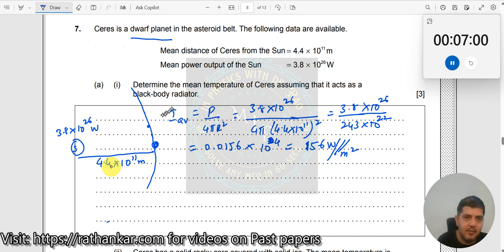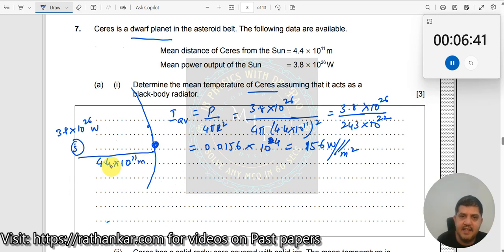Now, this is not what is asked. What is asked is to determine the mean temperature of Ceres, assuming that it acts like a black body radiator. So, what do you mean by a black body radiator? Any intensity that you receive, you should have the capacity to radiate it back also, right? Which means now let us find out what is the intensity received over here.